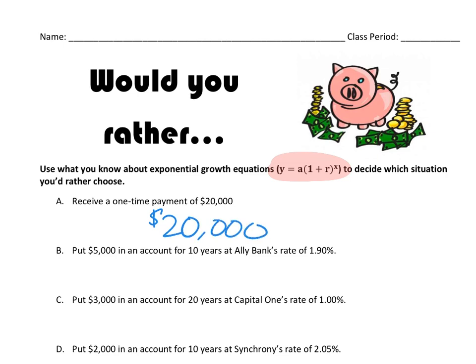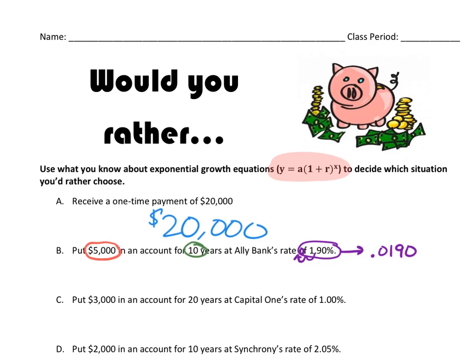For the second one, it says you put $5,000 in an account for 10 years at Ally Bank's rate of 1.90%. Here's the principal. That's the initial value. We're always going to be increasing because we're saving money. I have a rate of 1.90%, which is what decimal? 0.0190. That's my rate. And how many years am I doing this? 10. So what are you going to plug in for x? 10.